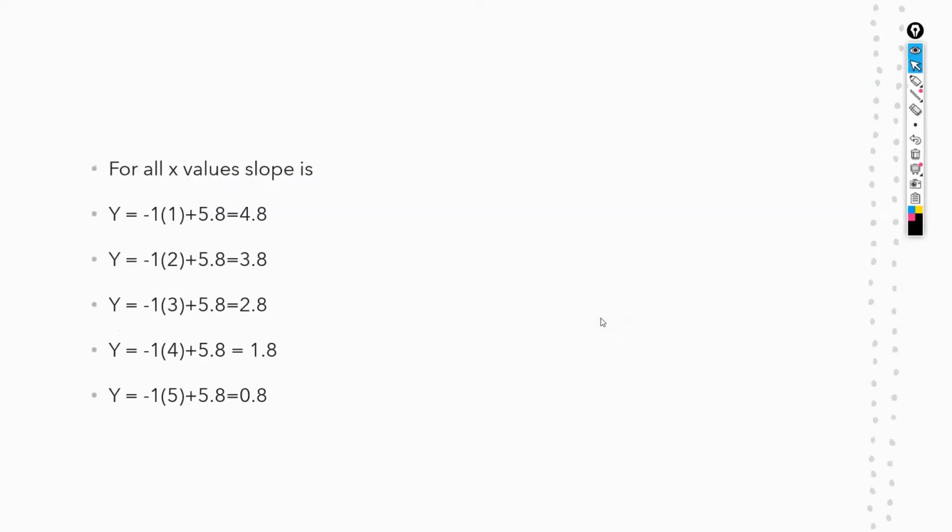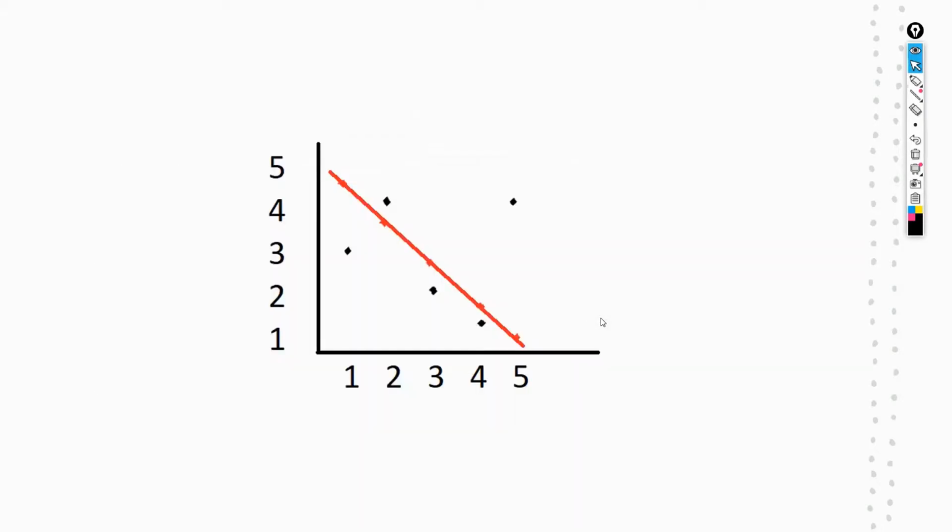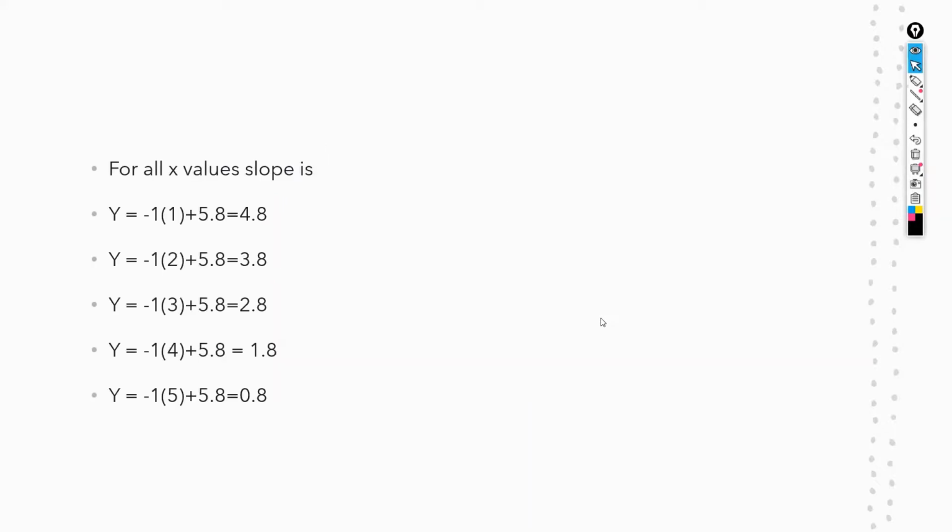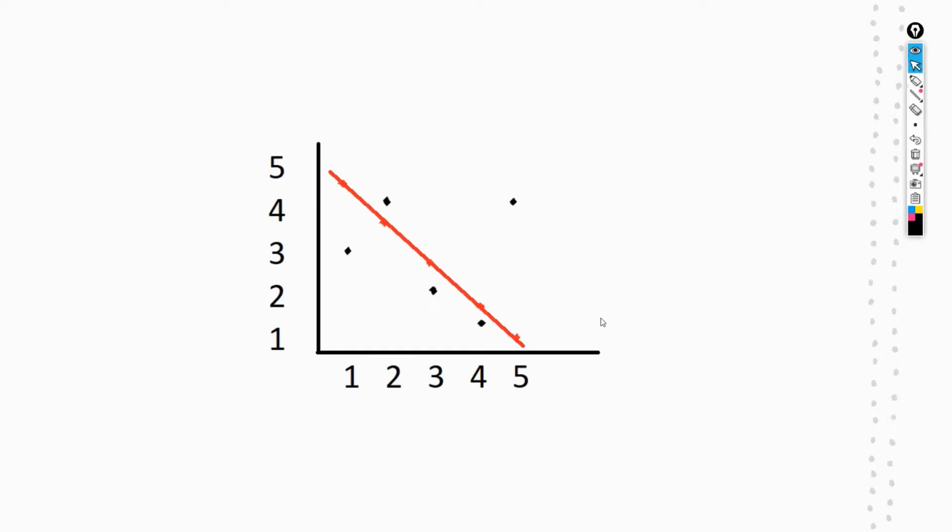Why does this happen? Because a regression line can be positive or negative. If the regression line is positive, it moves towards the upper right. If the regression line is negative, it moves downward. It's a simple thing to know. Okay, I have drawn the best fit line. This is the best fit line for this data set.